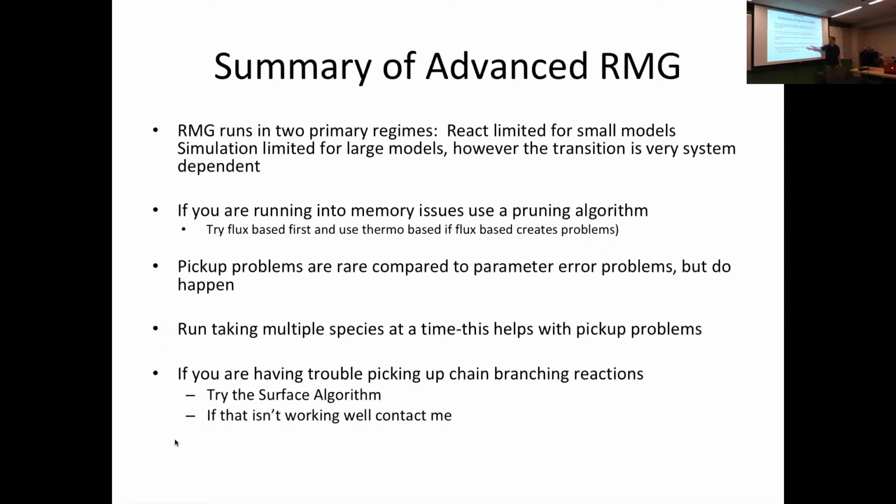Pickup problems are very rare, but they can happen. Taking multiple species at a time helps with pickup problems. If you're having trouble picking up chain branching reactions, you can try the surface algorithm, or if that isn't working well, contact me. I'm the primary developer working on this problem.